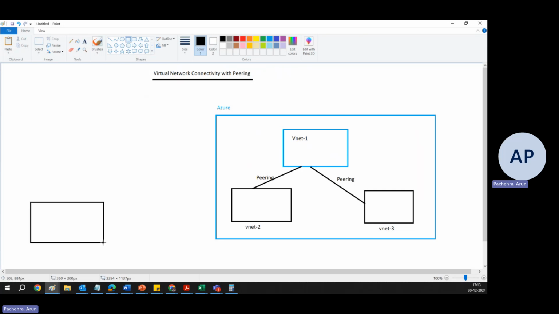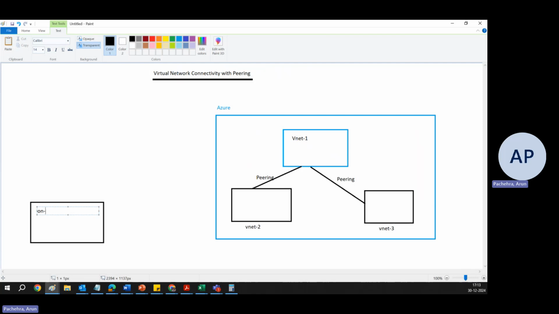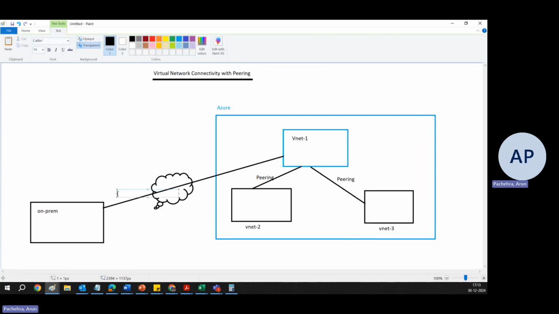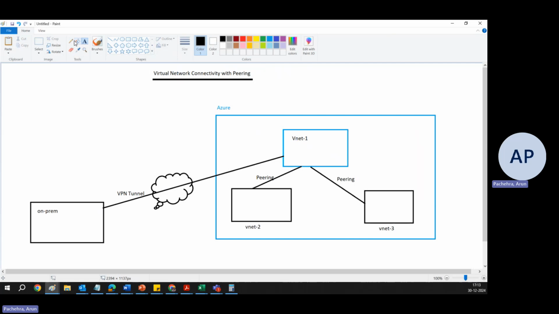Just to understand it further, let's suppose there is an on-premises network. Now, how will on-premises connect with a virtual network in Azure? Through site-to-site connectivity, right? And how does this site-to-site connectivity happen? Over the internet, right? This is a VPN tunnel, an encrypted tunnel over the internet. So the data that flows between on-premises and Azure goes over the internet, but here it is the MS backbone. Clear?